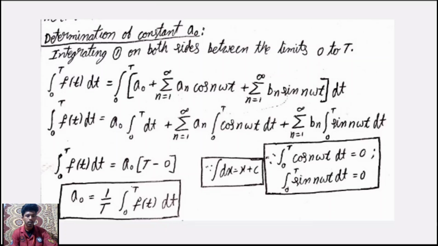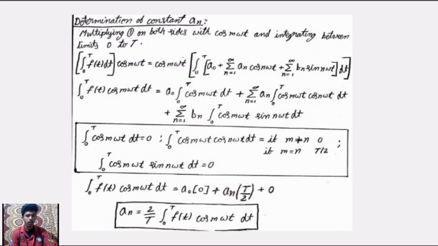Here integral of 0 to T cos n omega t dt becomes 0 and integral of 0 to T sin n omega t dt also becomes 0. So the above equation becomes integral of 0 to T f of t dt equals a0 into T. From this equation we can write the a0 value. A0 equals 1 by T into integral of 0 to T f of t into dt. And the second one is determination of constant an.